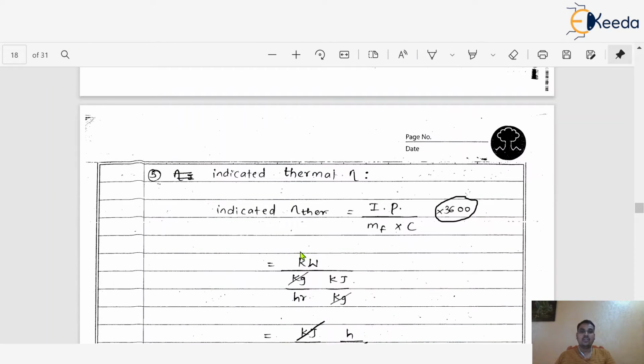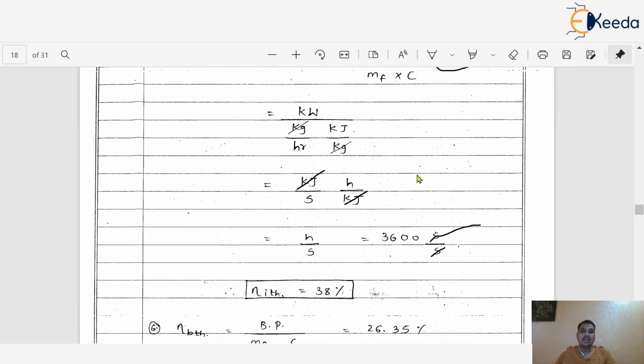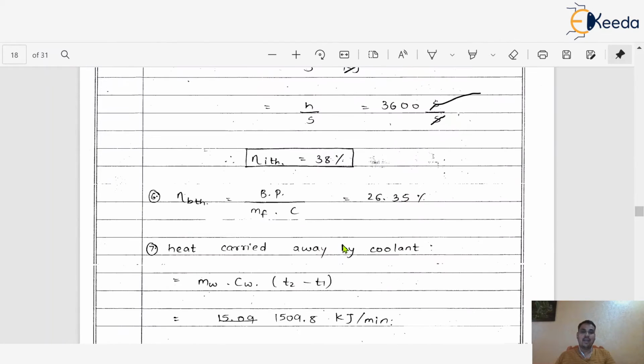In a similar way we can calculate the brake thermal efficiency. The only change is in the formula: instead of indicated power, we write the brake power divided by mass of fuel into calorific value. Again, there is a need to multiply by 3600 according to this simplification. Finally, after calculations, you find the brake thermal efficiency is equal to 26.35%.